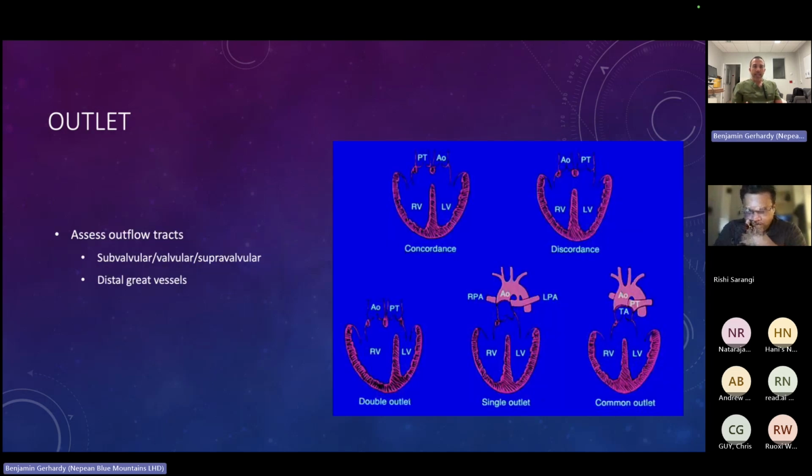So last of all, you look at the outlet. You look at where the blood is going from the right ventricle and from the left ventricle. Is it going where it's meant to? So your right ventricle is going into your pulmonary trunk. Is it going the opposite way? Is your right ventricle going to your aorta? Do you have a double outlet, as pictured there on the bottom left, where it overrides such that one ventricle can pump blood out into both vessels?